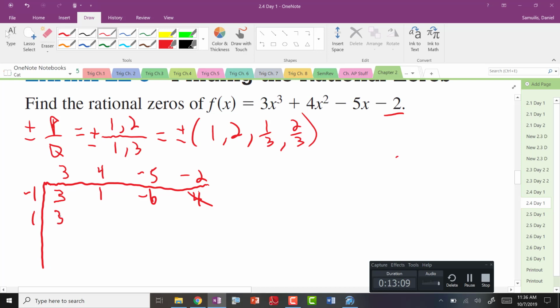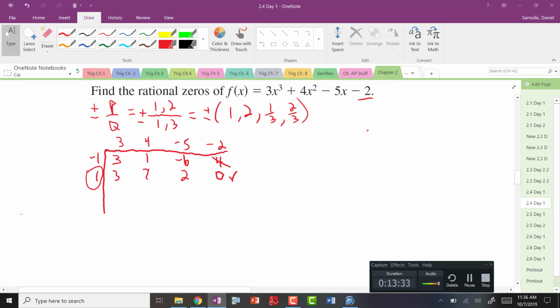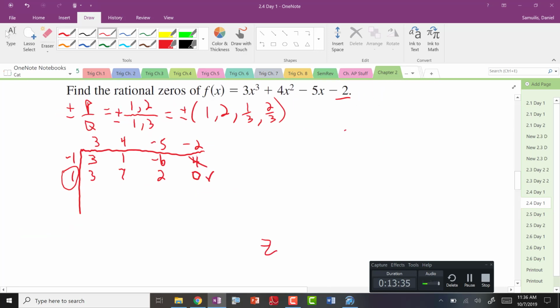Someone's excited because they worked ahead. Bring down the 3. What's 1 times 3? 3, Mr. Samuelis, plus 4, 7. So you hold the addition in your head, do it in your head, and then write the number. 1 times 7 is 7. 7 plus -5 is what? Who's excited? 1 times 2 is 2. 2 plus -2 is 0. That means this is a 0. So here's one of my answers. So if I have a spot for my final answer, zeros. The zeros are, well, one of them is 1.